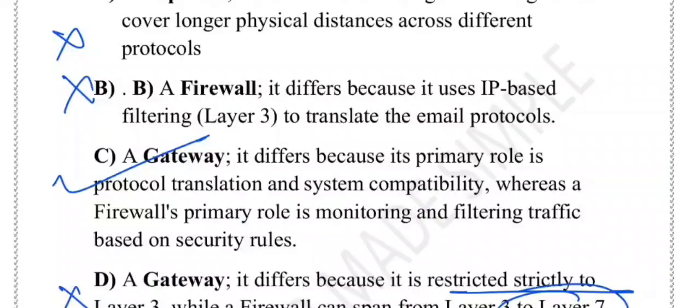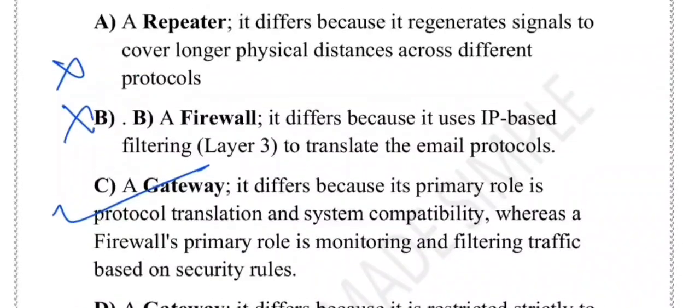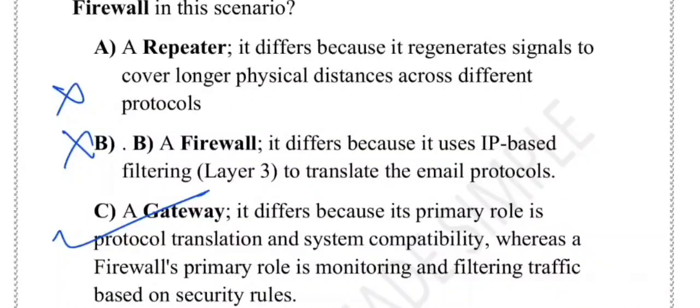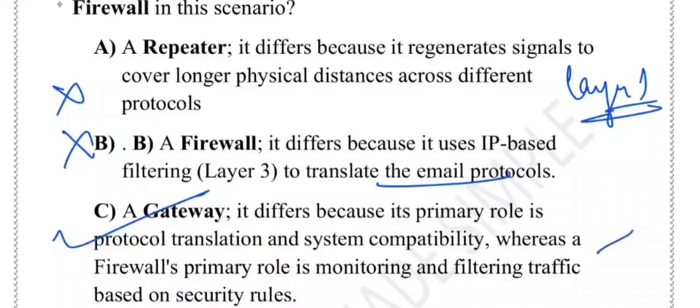Now, what does the repeater do? Repeater generally strengthens our signal. They work at the physical layer, that is layer number 1. They regenerate signal only, no protocol translation. Then we look at the firewall. I told you firewall is security filtering. They do not translate protocol. Even if they are running at layer number 7, the purpose is security. And option number D is also an incorrect answer.